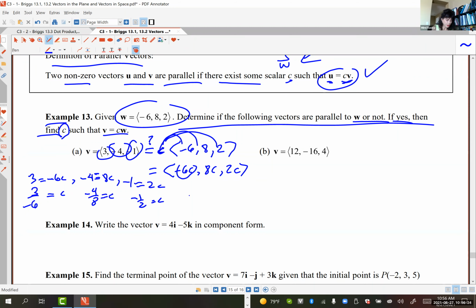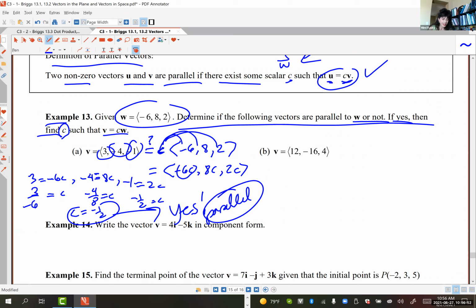and then of course you can reduce, do all of these C's look like they are equivalent? Yeah. So does that mean we have a parallel vector on our hands? Yep. Yes, parallel. And we're done with letter A. Great. What about letter B? Is that parallel to W?